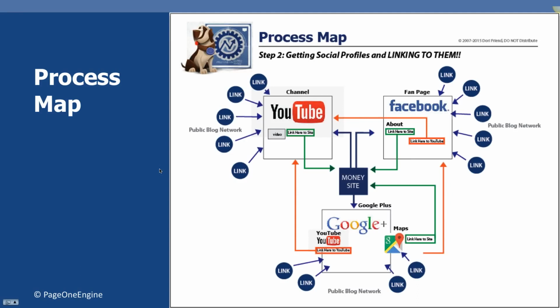In any case, here is the process map, getting social profiles and linking to them. And here are the big three: YouTube, Facebook, and Google. These are the ones that Anne used to rank all those properties for Seal Beach SEO without any links. I'm getting a little ahead of myself, so we'll come back to this at the end, and it will make more sense because we're going to go into every step of this individually.